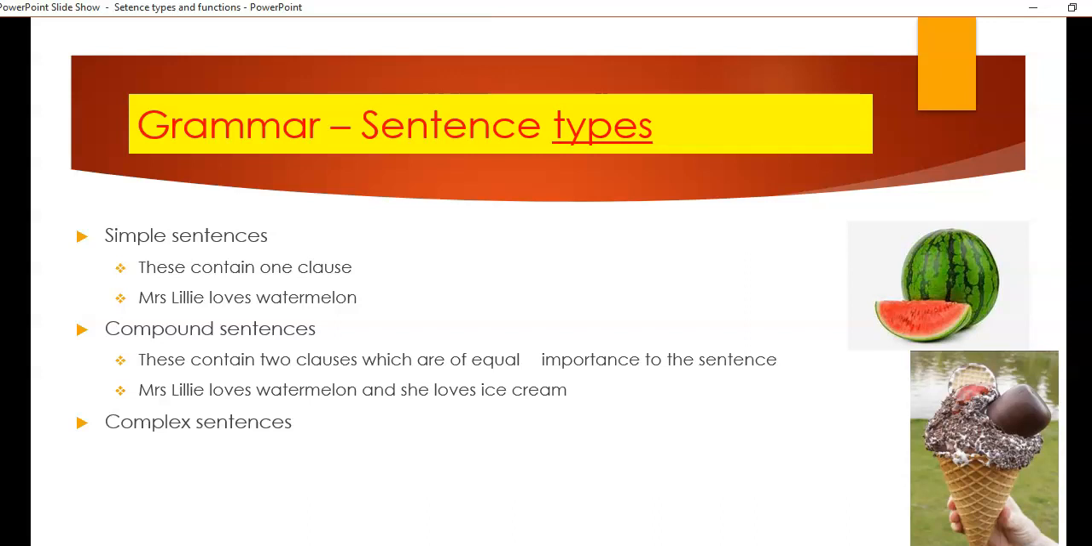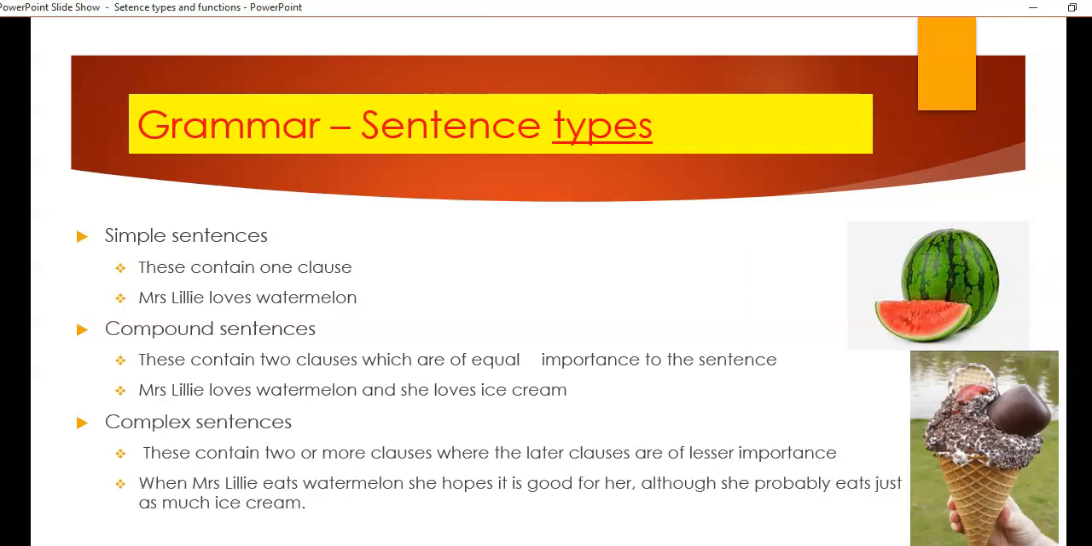Complex sentences are your third sentence type. They contain 2 or more clauses where the latter clauses are of lesser importance. Perhaps I shouldn't have said there the later clauses are of less importance because sometimes a subordinate clause comes at the beginning of a sentence. More on that in a second. If you have a look at this example, when Mrs. Lillie eats watermelon, she hopes it's good for her.